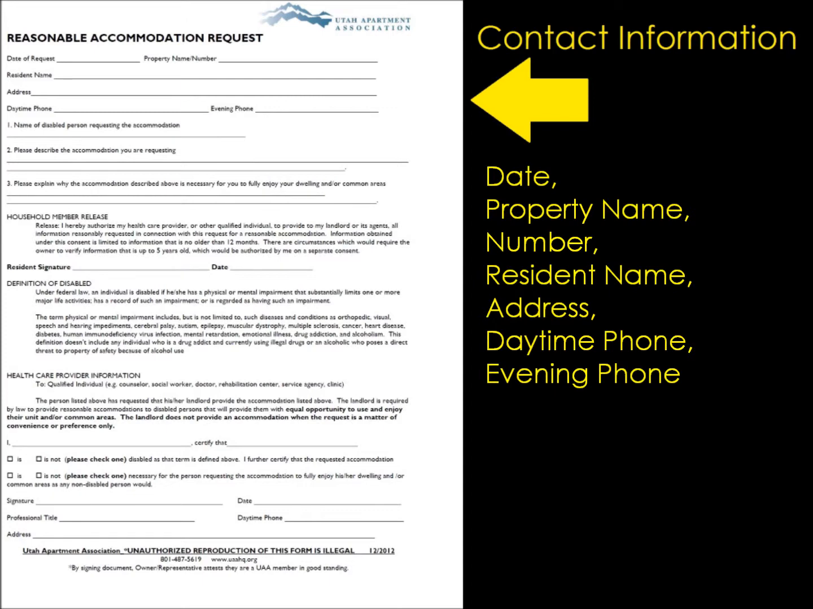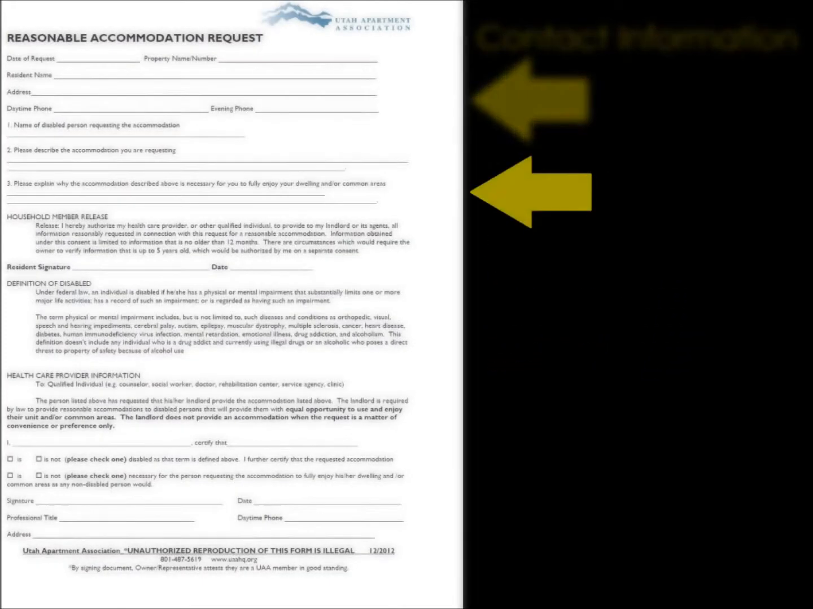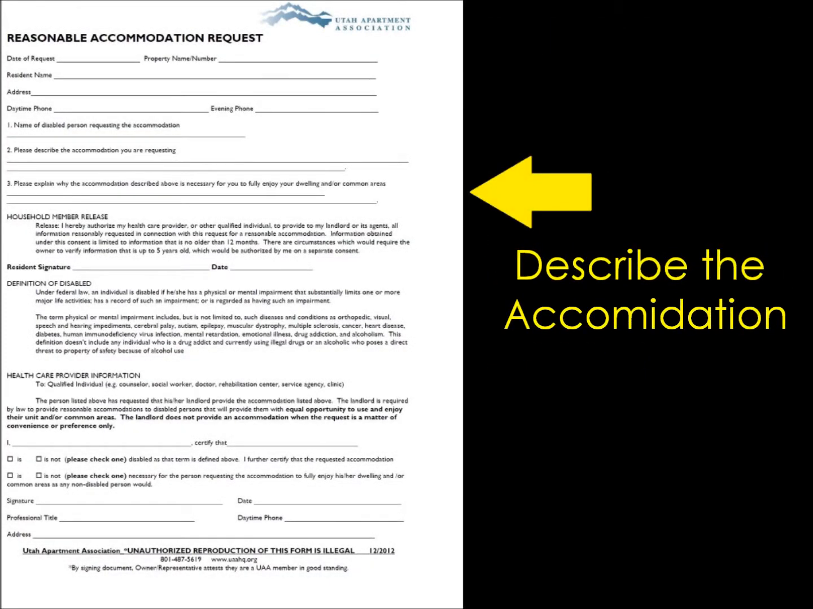The person requesting the accommodation enters their name. They next request or describe the accommodation. So I might say, I need Fluffy. Okay? I don't have to explain why in this section. I just say, I need a dog, I need a closer parking space, I need a rent reminder.